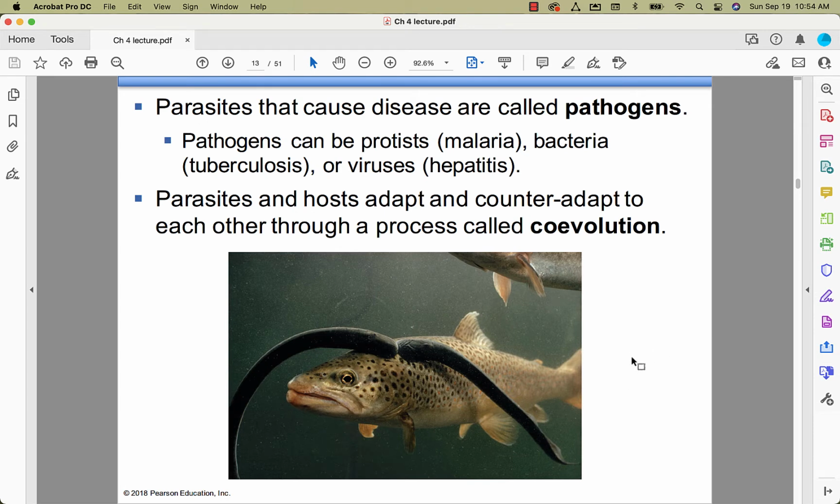A parasite that causes a disease is called a pathogen. You can have pathogenic protists, bacteria, or viruses. We're aware of that. Sometimes as a host adapts, the parasite may not be as good of a parasite for that host anymore. So then the parasite adapts to the adaptation of the host, and that's called coevolution.